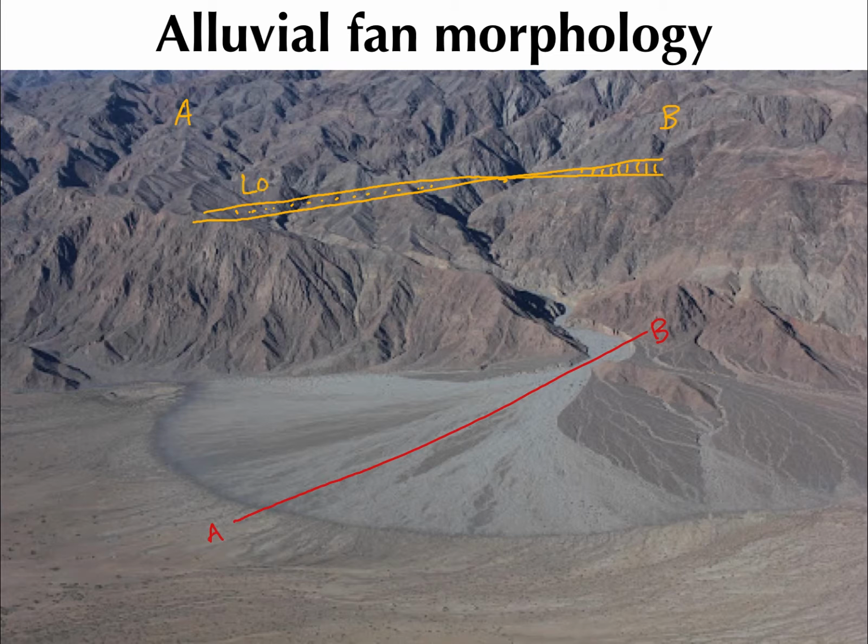So we have a lobe on the lower part of the fan, a fan head incision at the upper part of the fan, and in between these two points, where we transition from erosion to deposition, is called the intersection point.